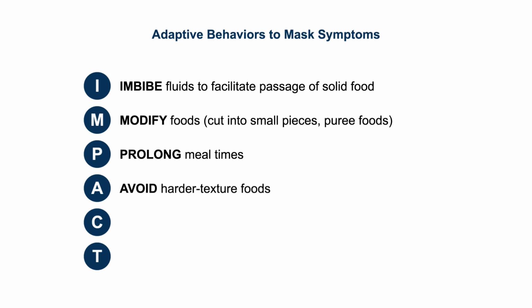They avoid harder texture foods. They chew excessively, and they don't like to take pills or tablets, and they turn them away due to their concern for them becoming impacted.